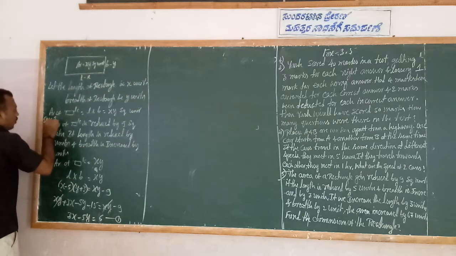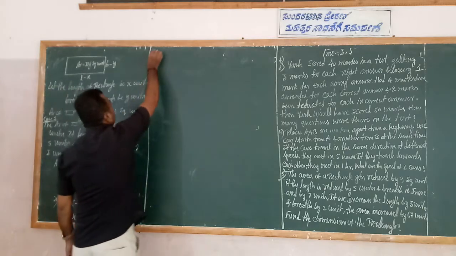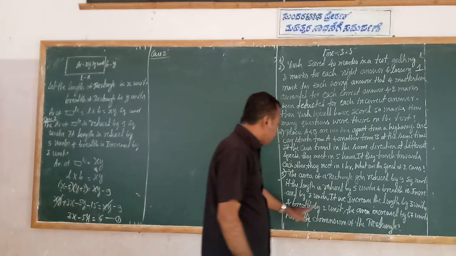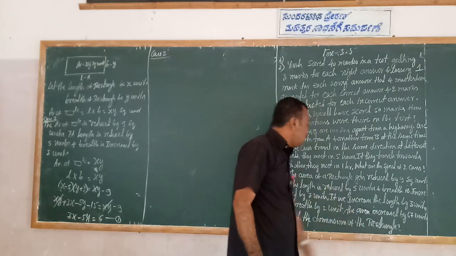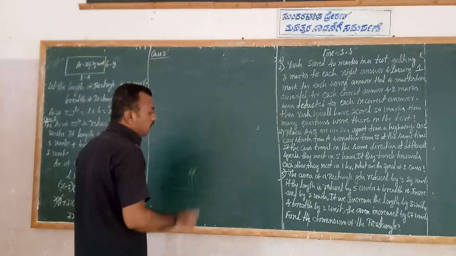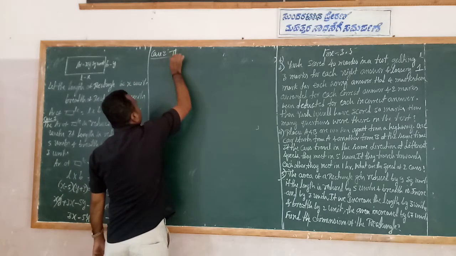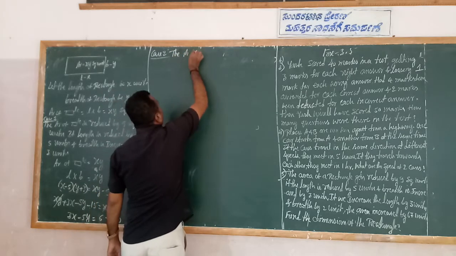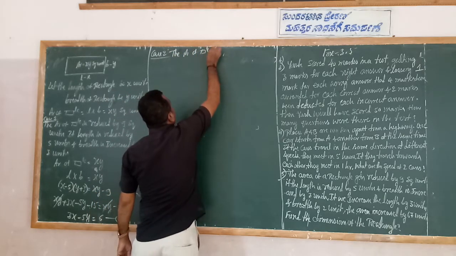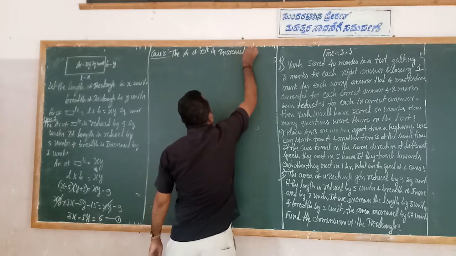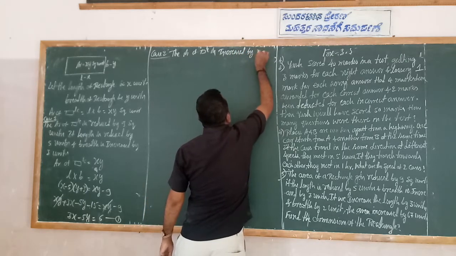Case 1. This is case 2. What is case 2? If we increase the length by 3 units and breadth by 2 units, the area is increased by 67 square units.